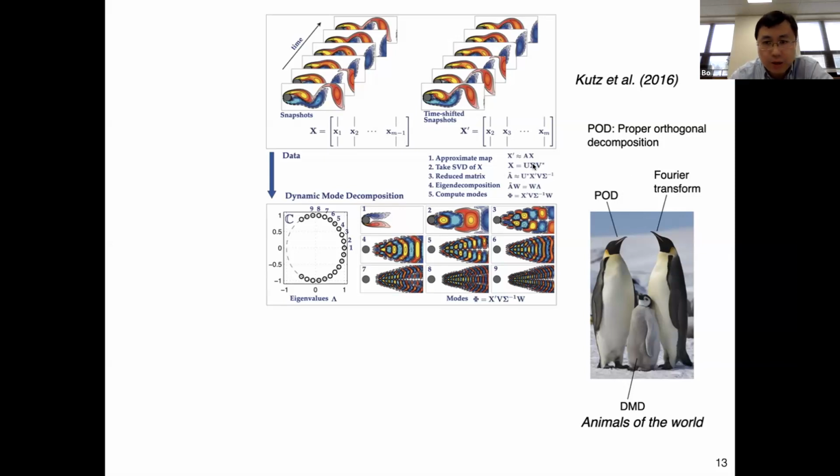Nevertheless, in practice, it is intractable to analyze the full matrix A due to its super large dimension. So we resort to analyzing the reduced matrix A tilde, which is the R by R projection of the full matrix A onto POD modes. So first, take a singular value decomposition of X. Second, obtain the reduced matrix A tilde. Then compute the eigen decomposition of A tilde. Finally, the DMD modes are given by phi.